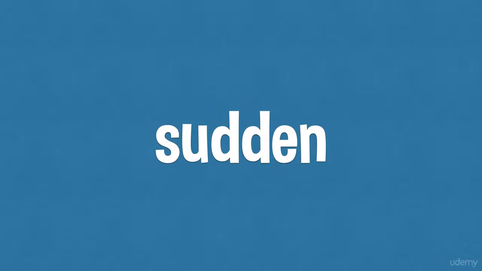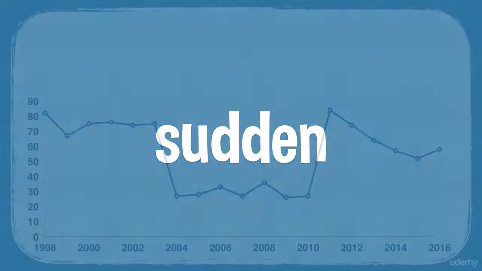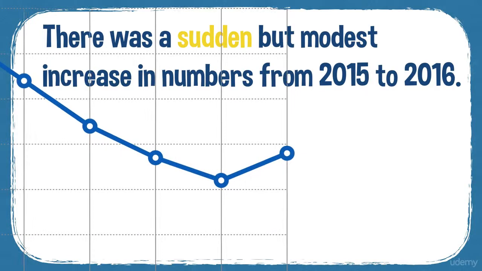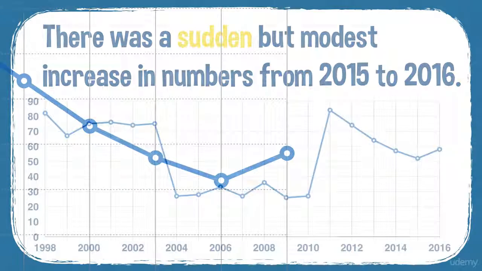Your next word is sudden. Sudden. So sudden is for something that happens quickly, and also it suggests something that's a little bit unexpected. And it can be used for relatively minor changes. So, for example, there was a sudden but modest increase in numbers from 2015 to 2016. It's a bit unexpected, because they had several years of steady decline before that, and then there was a sudden increase. So something changed. A bit unexpected.